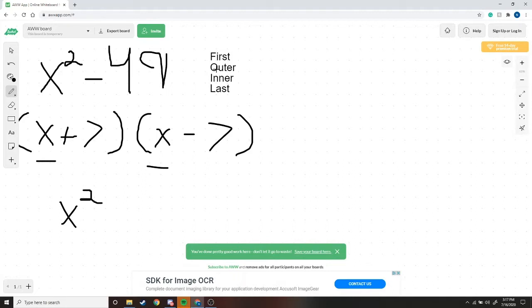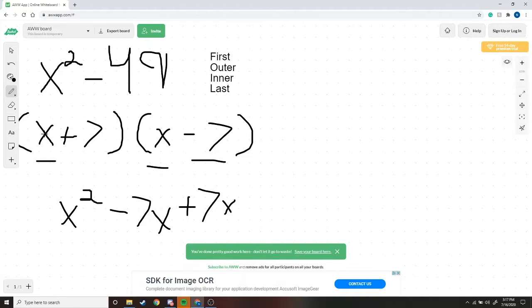Next, we're going to highlight the outer terms, so the closest ones to the edge. Here we have x, and the other outer term is minus 7. So we're going to multiply these two together. This becomes minus 7x. Then we have the inner terms, so the closest together. Here we have plus 7 and x. So plus 7 times x is plus 7x.